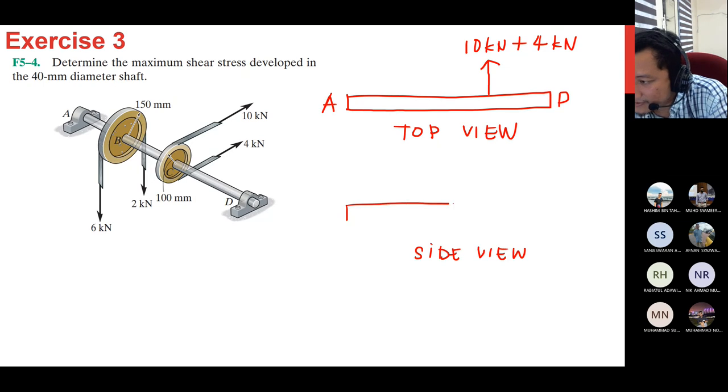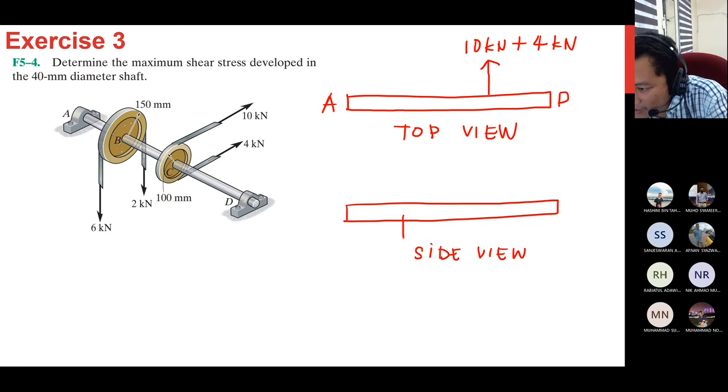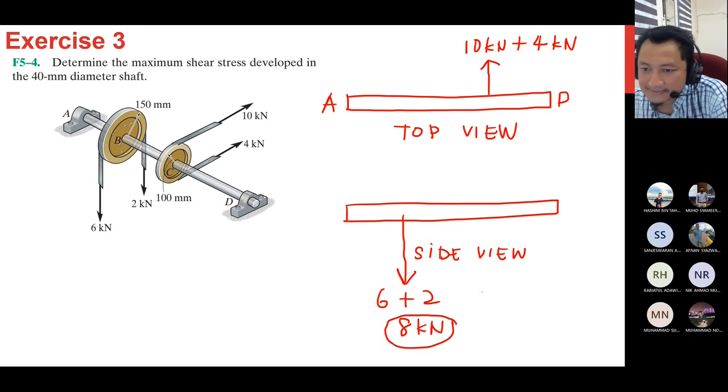Side view. Saya nampak macam tu. Dan force ke bawah ni is actually 6 campur 2, 8 kilo Newton. Yeah. Ini 4 arah sini, ini 10 arah sini. Dua-dua ni campur jadi 14. So tu, lepas tu kamu boleh plot lah berapa bending moment dekat dia.